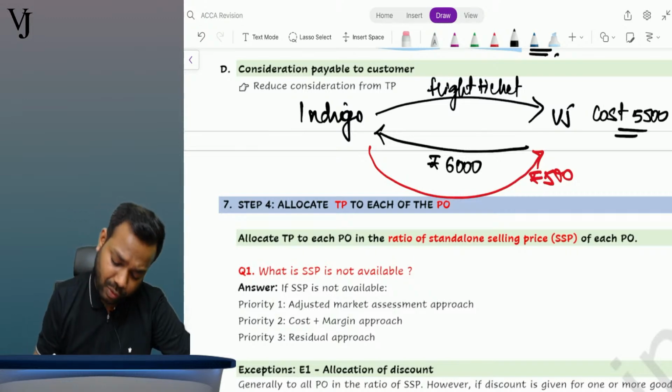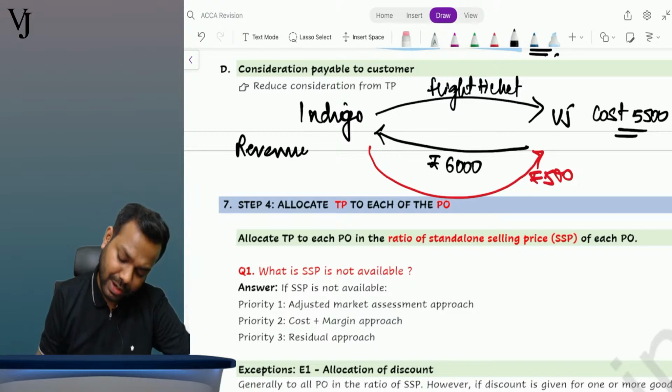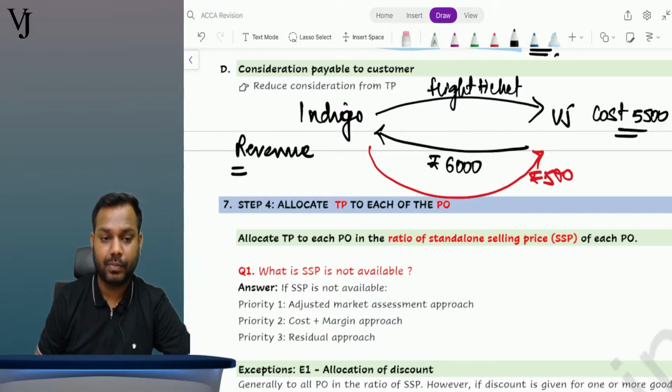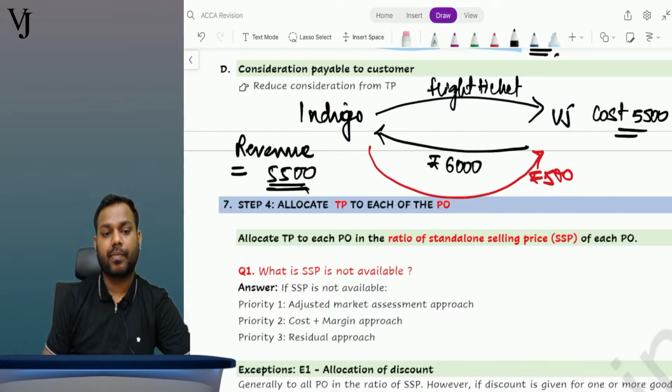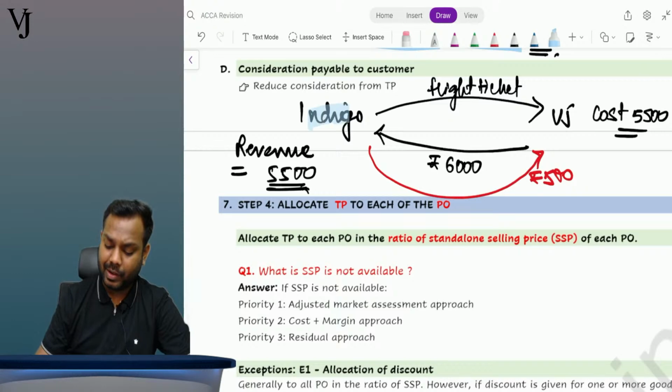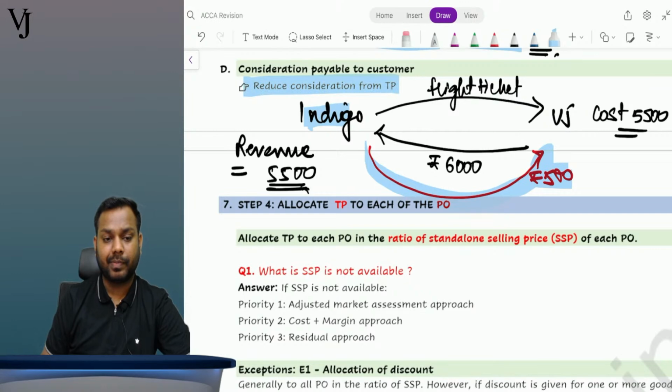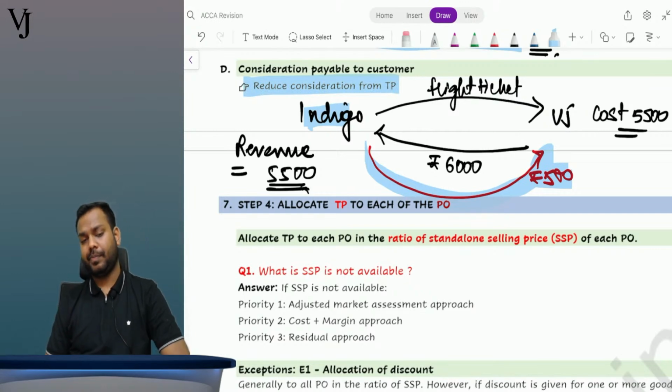Now what is the revenue for Indigo? It is 5,500, right? So that's what it says. If the consideration is payable to the customer, then reduce the consideration from the transaction price. Is it clear, everyone?